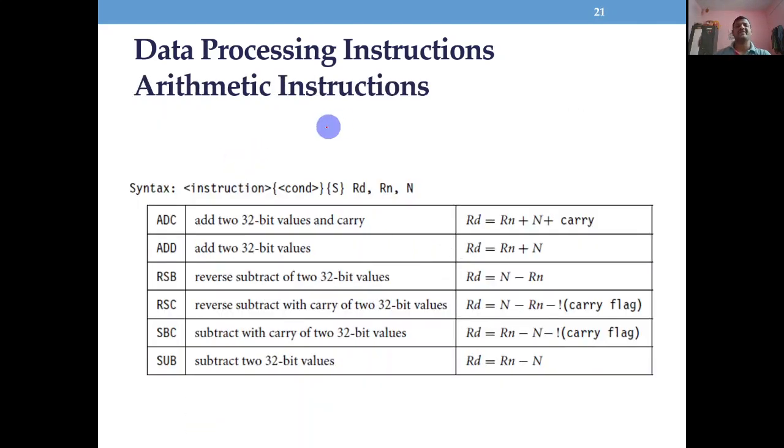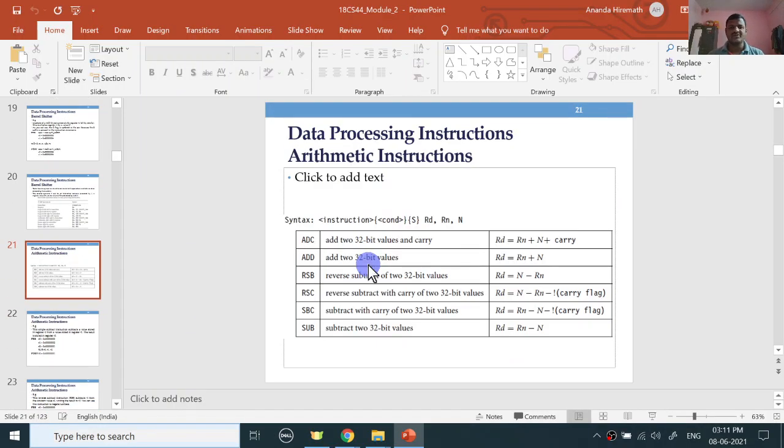Now we'll start with the arithmetic instructions. These are a few arithmetic instructions. Copy this table, everyone. This is the syntax, and these are all the arithmetic instructions, their description and their working or operation. Everyone must copy this one. Is it visible to everyone? Yes, sir. Okay, copy this table, including the syntax.